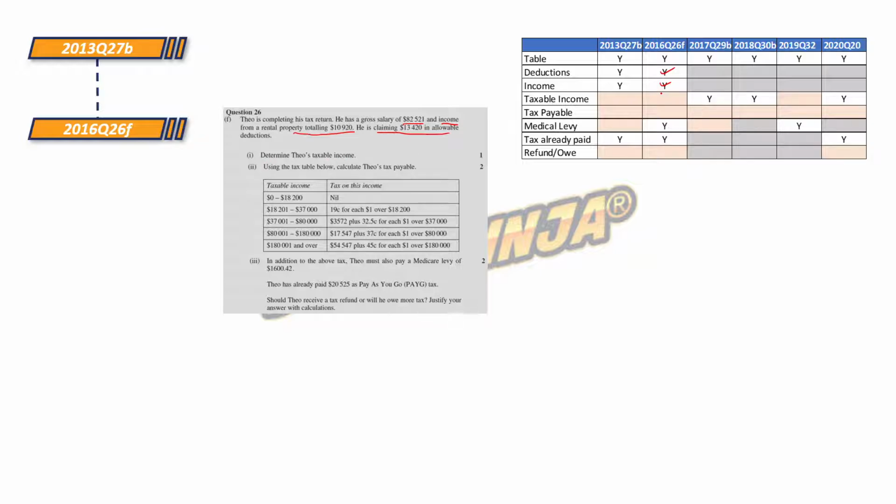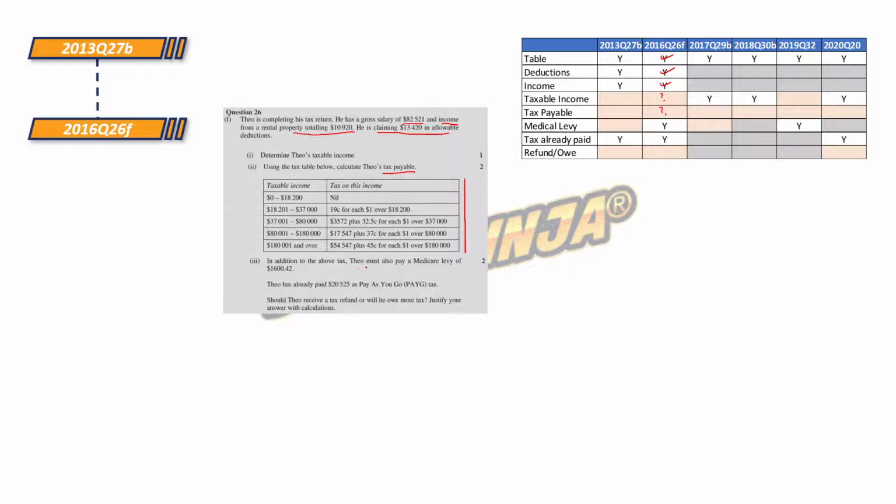So you're asked to work this step out first, which would be this part. Then you're given a table, this table. Then they're asking you, okay, now you know what the taxable income is, can you calculate what the tax payable is? So using this table and the taxable income that you calculated in part 1, you will work out the tax payable, which is this part.